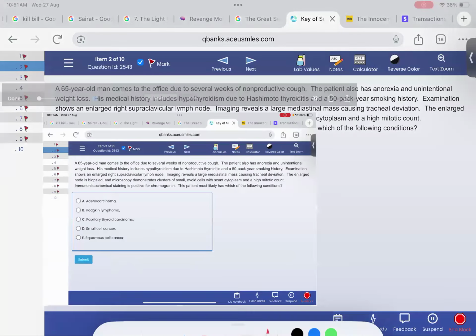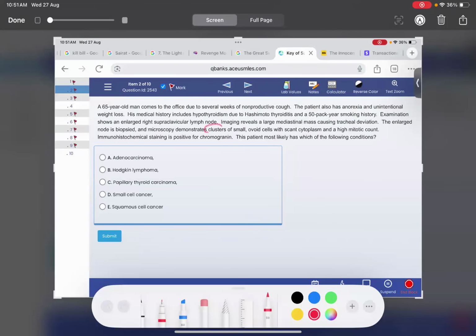The enlarged node will demonstrate a cluster of small, ovoid cells with scant cytoplasm, a high mitotic count, and the presence of chromogranin. It is typical of small cell carcinoma. Both are present centrally. So why not squamous cell carcinoma? Squamous cell carcinoma is also typically present centrally. These both are present centrally. So why is it not squamous?